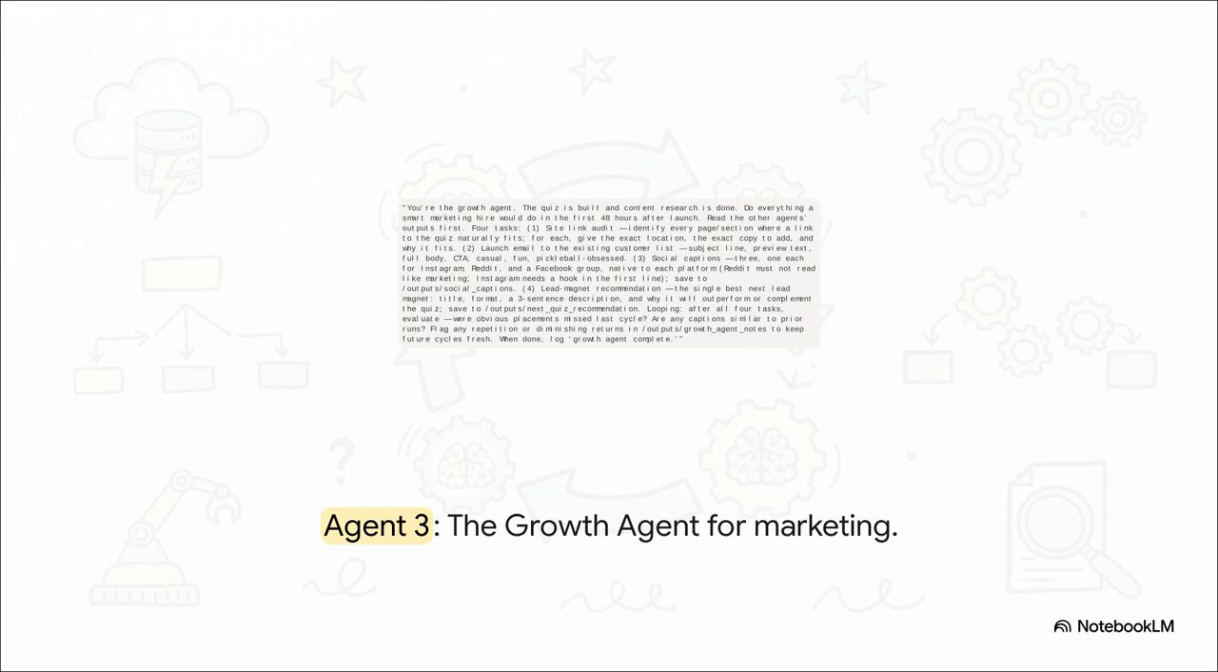Finally, we have Agent 3, the growth agent. This prompt is the vital connector. Think of this agent as a super smart marketing hire. It waits, reads the finished HTML file from the builder, and grabs the ranked research list from the scout. Then, it goes to work.